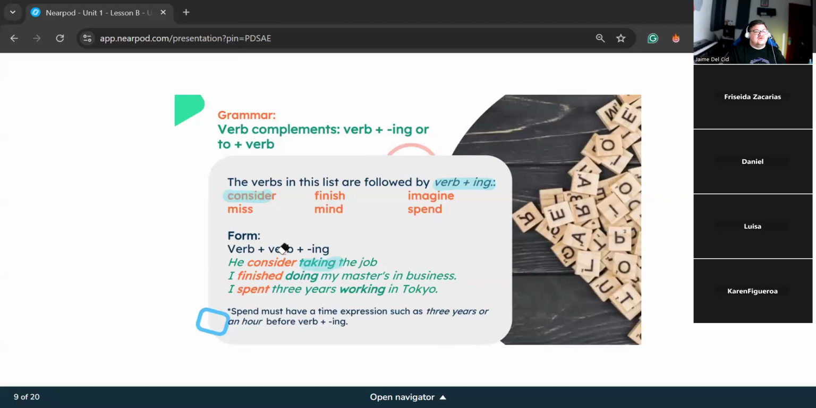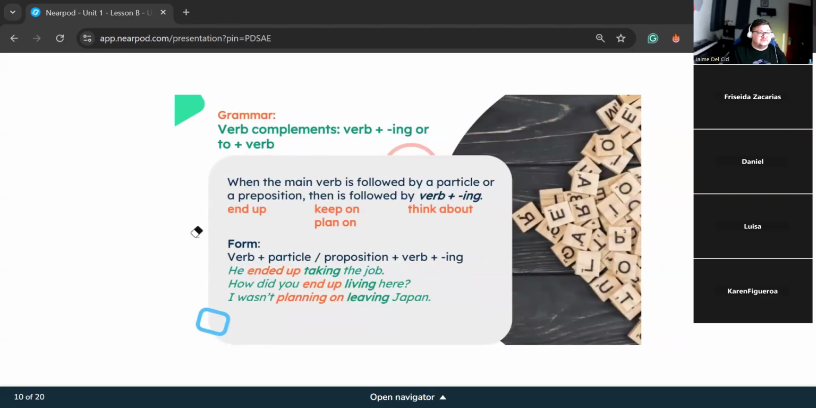So this is what happens. We are going to use these verbs together, but the next verb will come with ing. Okay, so that's the meaning of this rule. So let's take a look at these verbs. Okay, this is a second slide. I just mentioned this a moment ago.